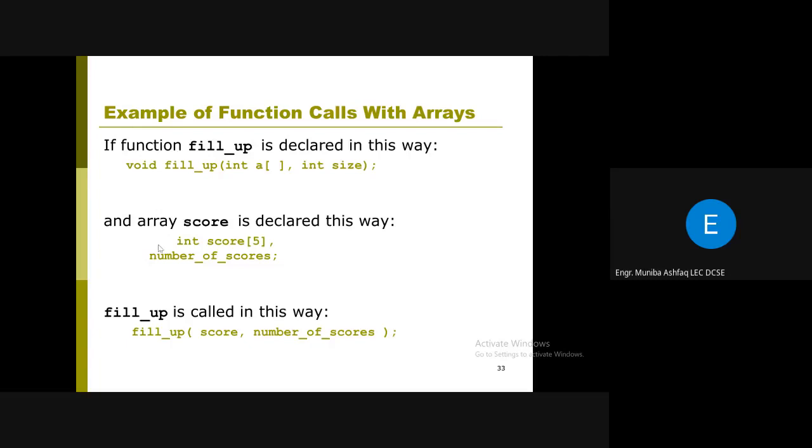Here, the function fillUp is declared in this way and the array score is declared this way, right? Fill up is called in this way. Okay, you have the function call here, fill up, and here the score is an array. We pass that array, and here the number of scores is being passed in this function call.